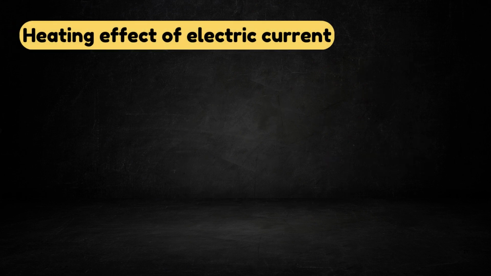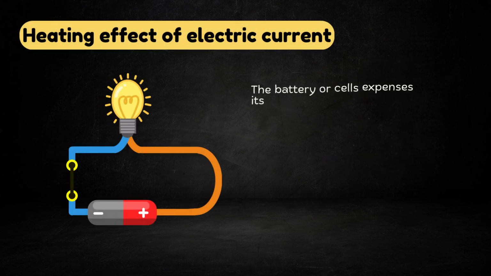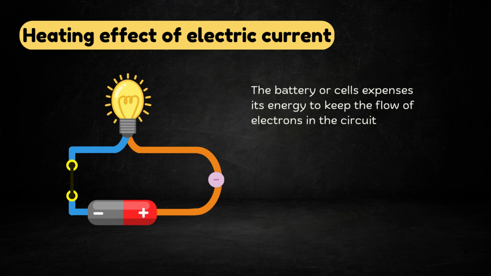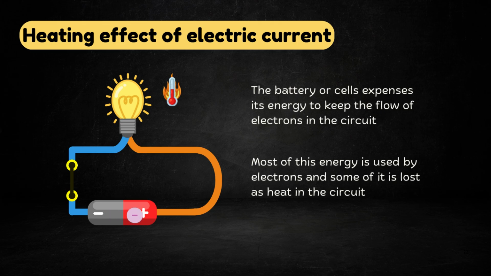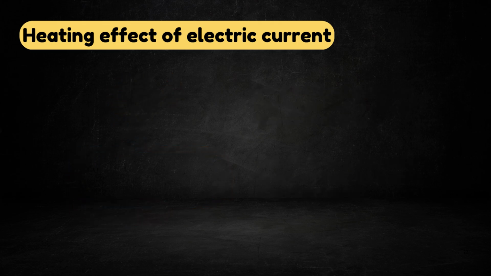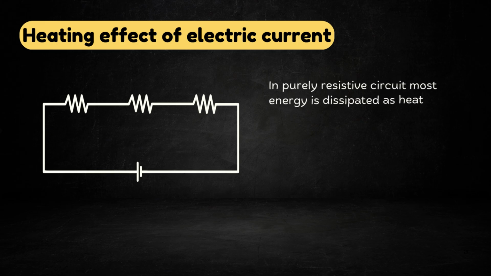Let us now see the heating effect of electric current. A battery or cell expends energy to keep the flow of electrons in the circuit, where they keep doing the work to keep the charge on one side. Now, most of the energy expended is used for the electrons to move across the circuit, and some of it is lost as heat in the circuit, which is inevitable. So in a purely resistive circuit, energy is purely dissipated in the form of heat.